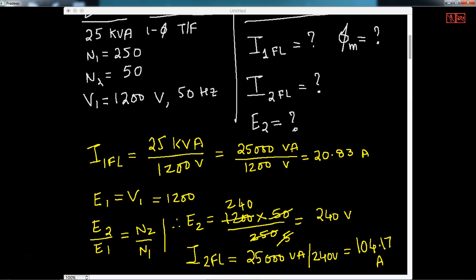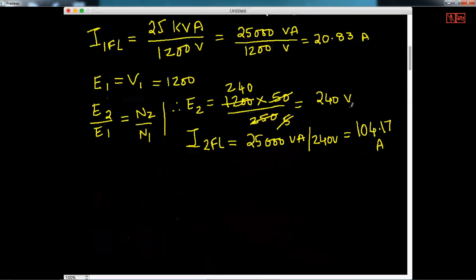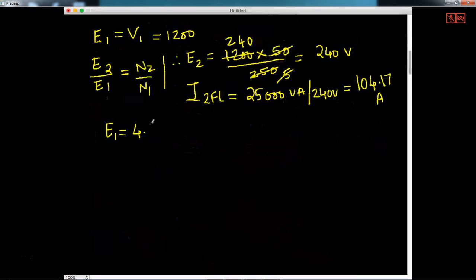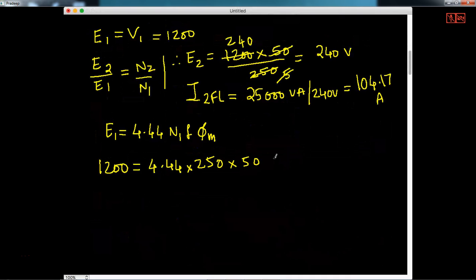So I'll use E1 equal to 4.44 N1 F maximum flux. So E1 is 1200 equal to 4.44. N1 is 250 turns. Frequency is 50. Therefore, what is the maximum flux? So from this, I can calculate what is the maximum flux.